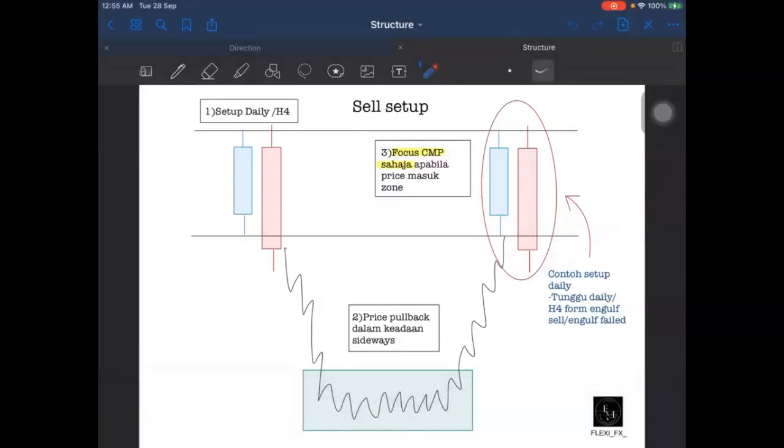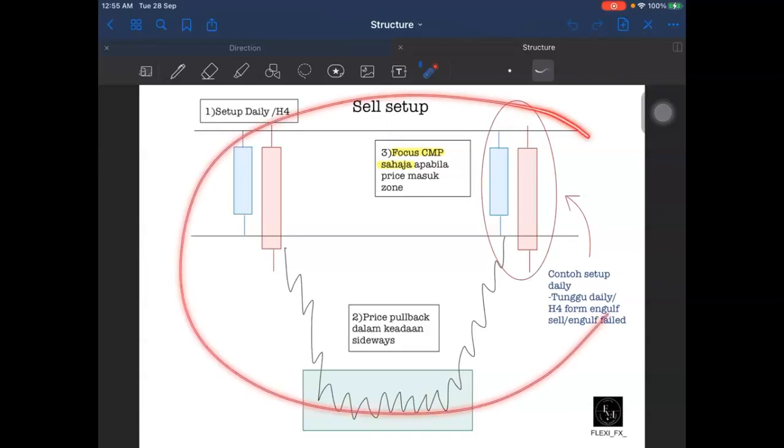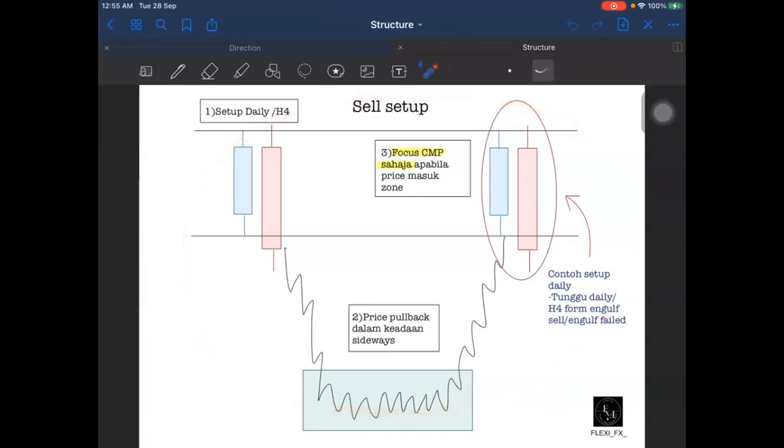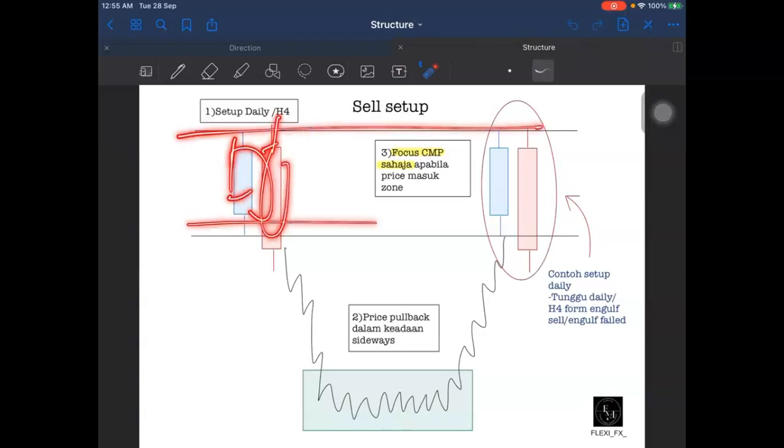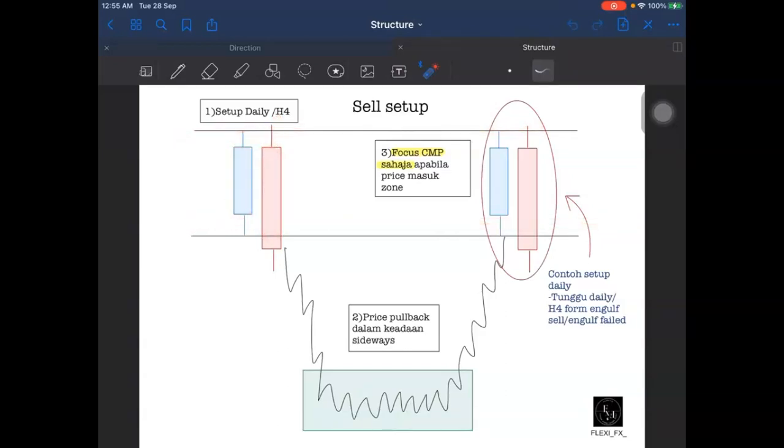Okay, so in this video, I'm going to explain the buy setup structure and the sell setup structure. In this image, as you can see, we always mark the engulfing sell zone for sell, right? It's like a resistance, isn't it? So we will mark this engulfing sell zone as always, and price always has to pull back by sideways.